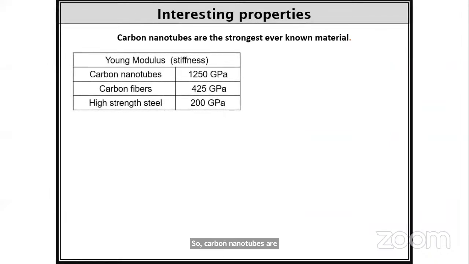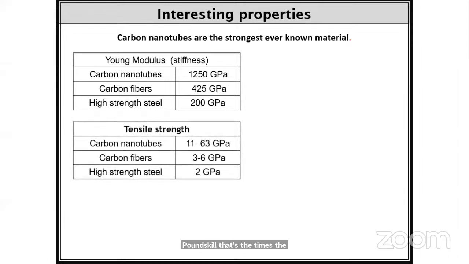You can see the Young's modulus: carbon nanotubes have 1250 gigapascal, and high-strength steel has just 200 gigapascal. So that is around 5 times higher. Then carbon nanofibers have a Young's modulus of 425 gigapascal, which is also times higher in strength compared to steel. Now, tensile strength is around 5 to 10 times higher than steel.